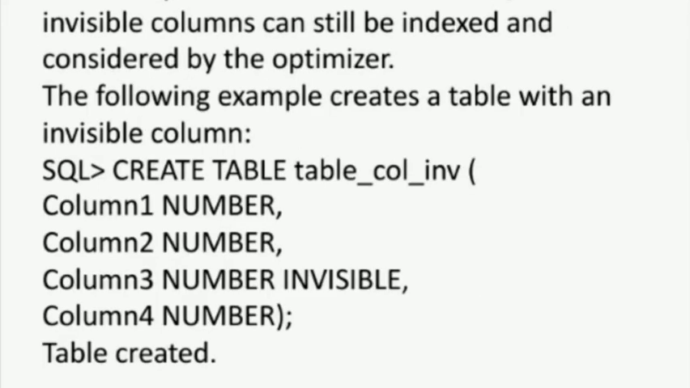From the point of view of indexes, the invisible columns can still be indexed and considered by the optimizer. The following example creates a table with an invisible column. This create table statement has one invisible column, which is listed as column 3 during the create table statement.